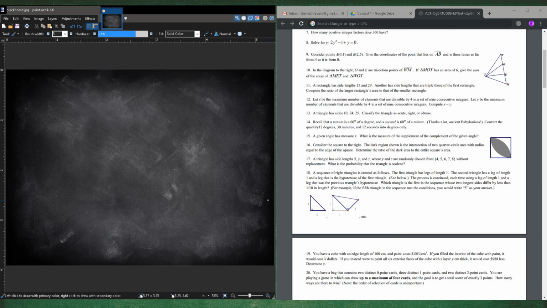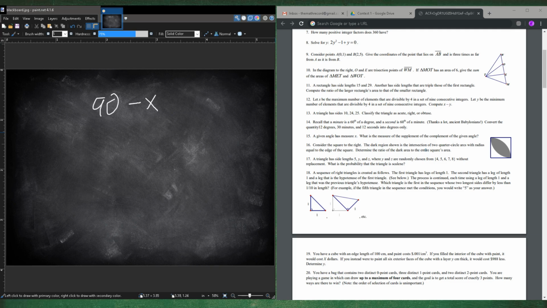So that's 14. Question 15. A given angle has measure x. What's the measure of the supplement of the complement of the angle? So, okay, we gotta dissect this first. The first thing we do is find the complement of the angle. The complement of x would be 90 minus x, like what I explained earlier. It's x plus another angle has to equal 90 for it to be a complement. So it'll be 90 minus x, which makes sense because 90 minus x plus x is 90.